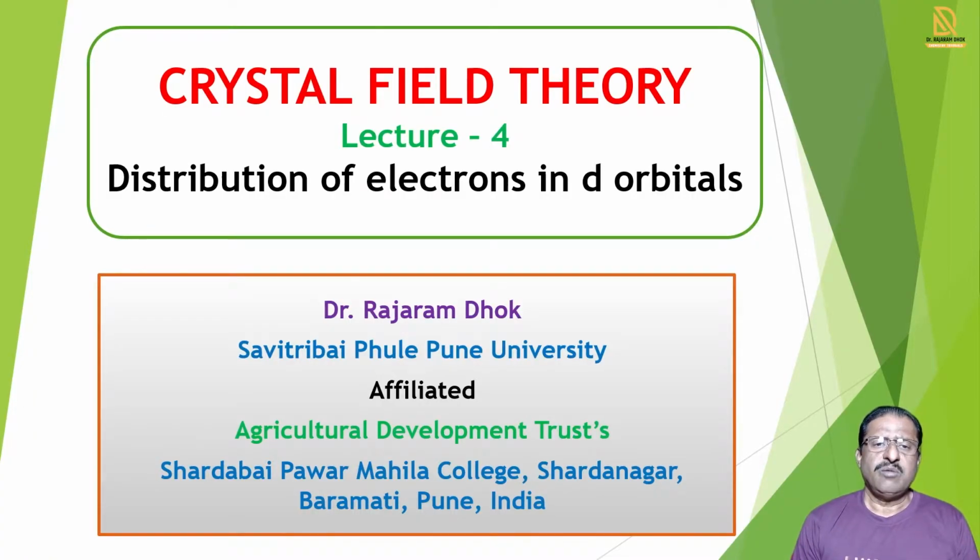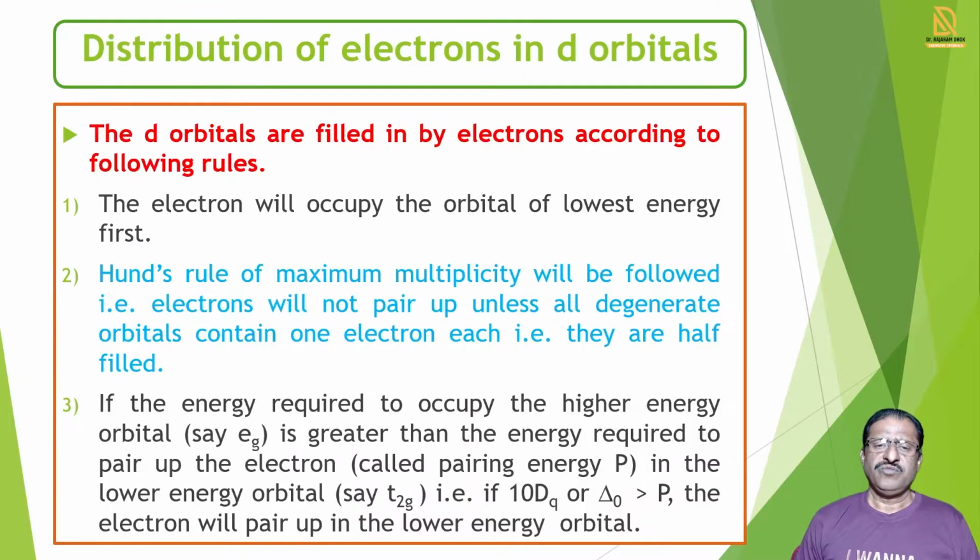Today we learn about the crystal field theory, lecture 4. In this lecture we will discuss the distribution of electrons in d orbitals. We know that in coordination complex formation, d orbitals have an important role. The d orbitals and ligand orbitals interact with each other. When there is interaction, the d orbitals are filled by certain electrons. So we see the distribution of electrons in d orbitals.